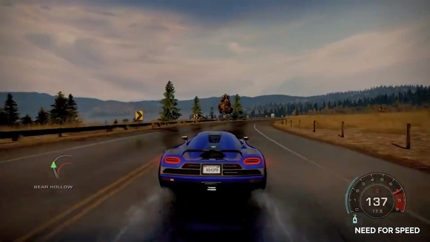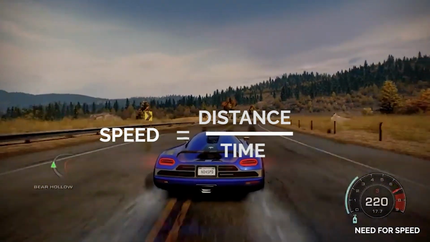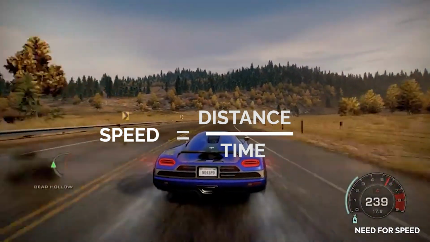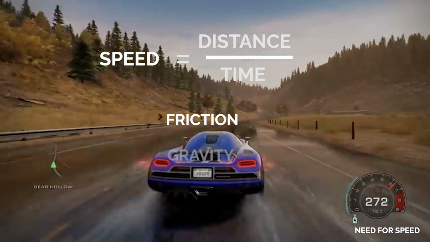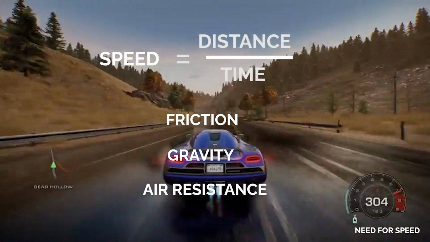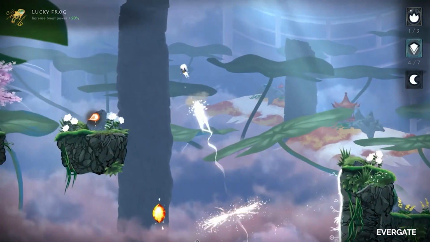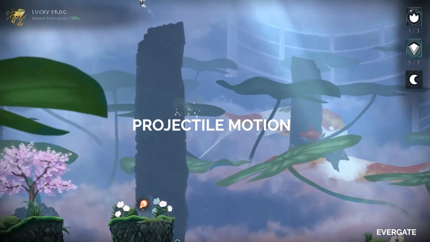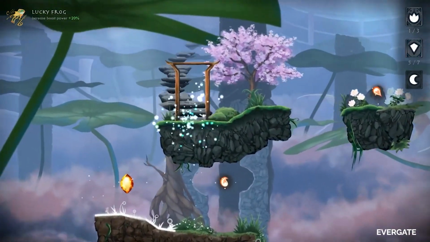For example, if you are developing a racing game, you need to understand the relationship between acceleration, velocity, and distance, and how they are affected by forces such as friction, gravity, and air resistance. Similarly, if you are developing a platformer game, you need to understand the concept of projectile motion, which governs how a player's jump and fall are affected by gravity.